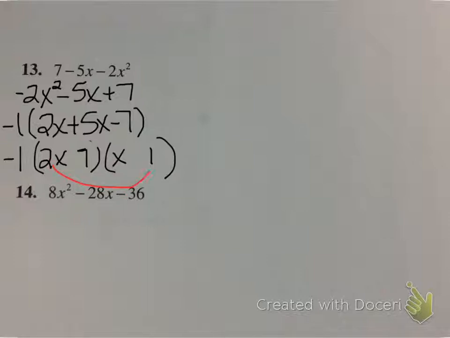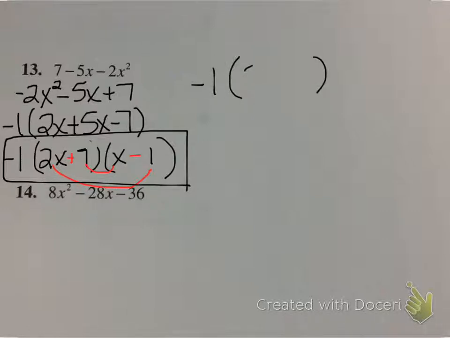I'm going to get 2x, and I'm going to get 7x. That can get me 5 if my negative is here and my positive is here. So, looks like my final answer is actually 3 factors. I have the original negative 1 that I factored out, and then I have my 2x plus 7 and my x minus 1.